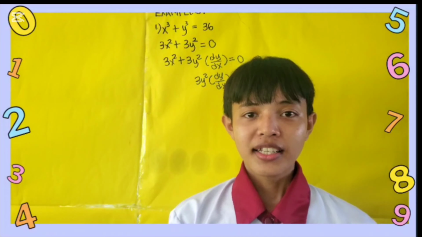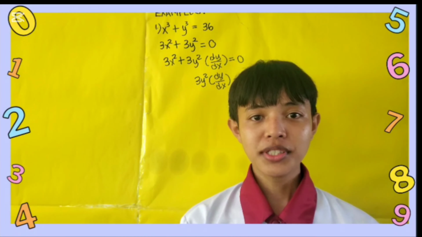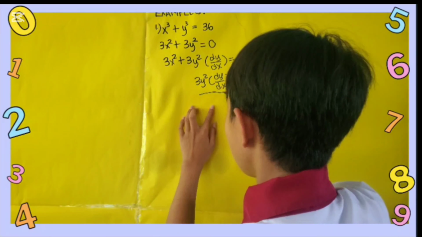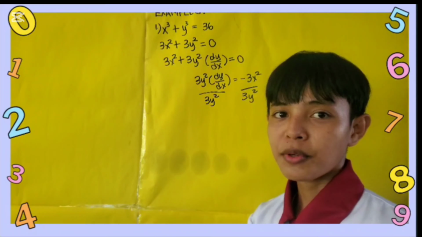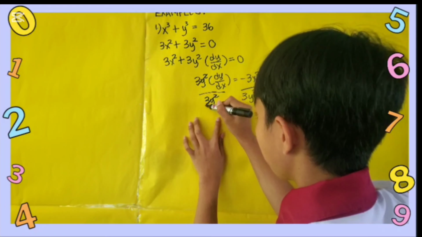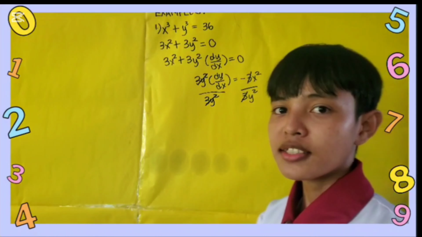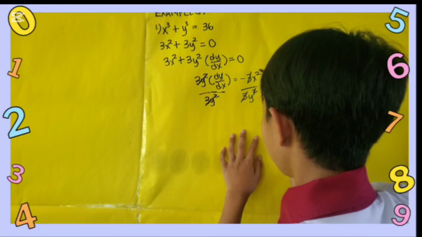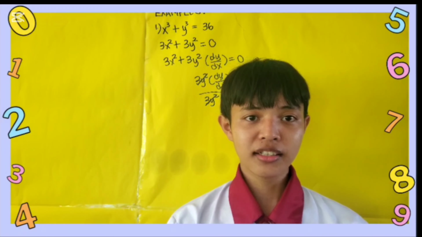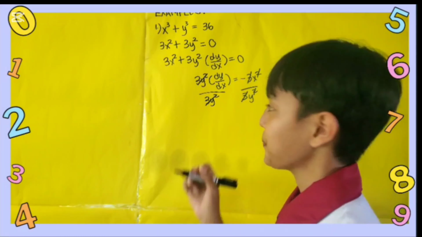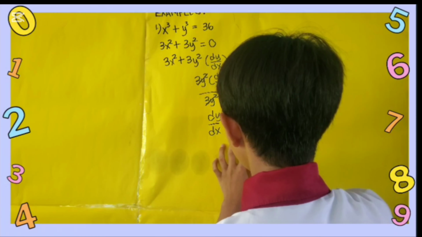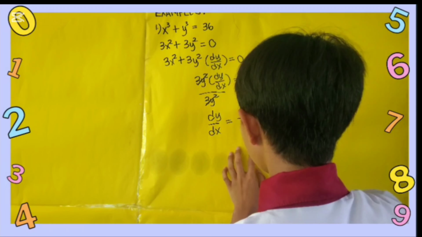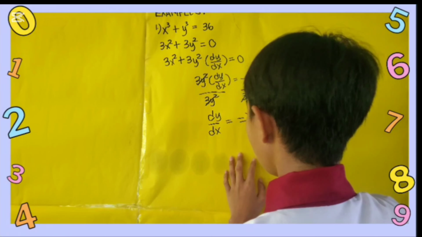Then we need to divide both sides by 3y squared. Now we will cancel 3y squared and 3, and let us not forget the exponent. Now we are done in cancelling. The final answer is dy over dx equals negative x over y.